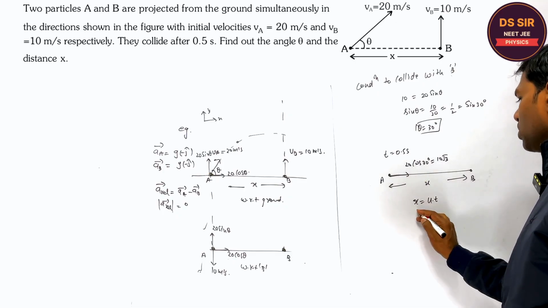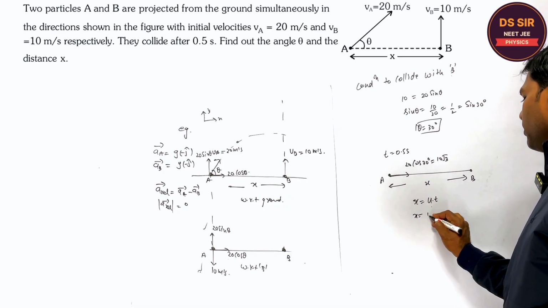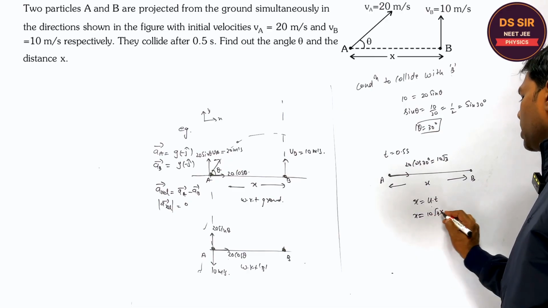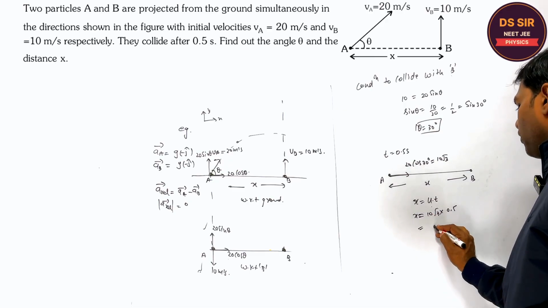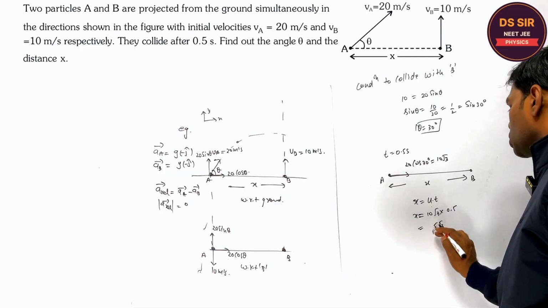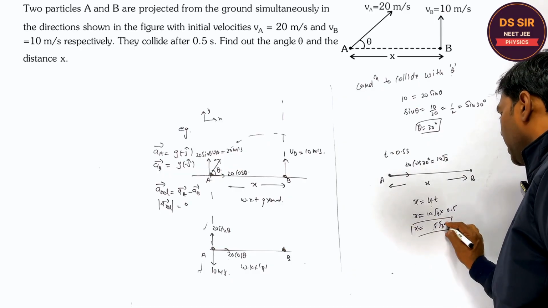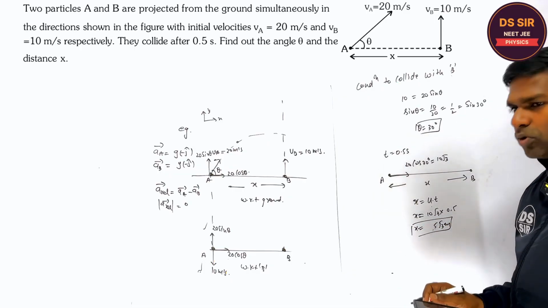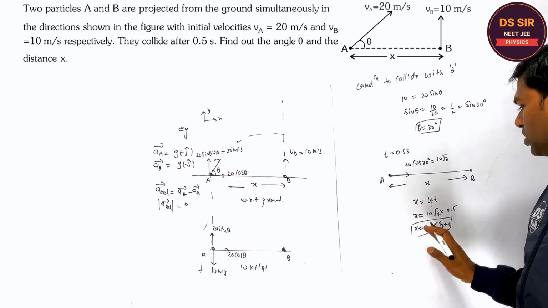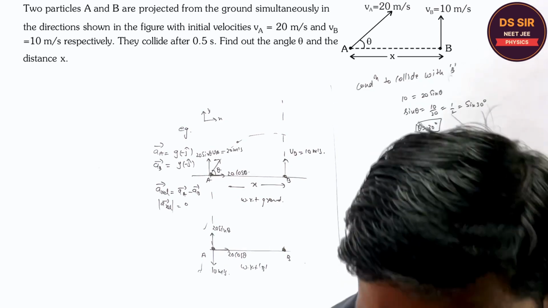So what is the relative velocity? The distance is x. The relative velocity is 10 root 3. And what is the time? Say 0.5. So what should be the separation between them? This is 5 root 3 meter. Is it clear or not? Right, this is one way to solve this question.